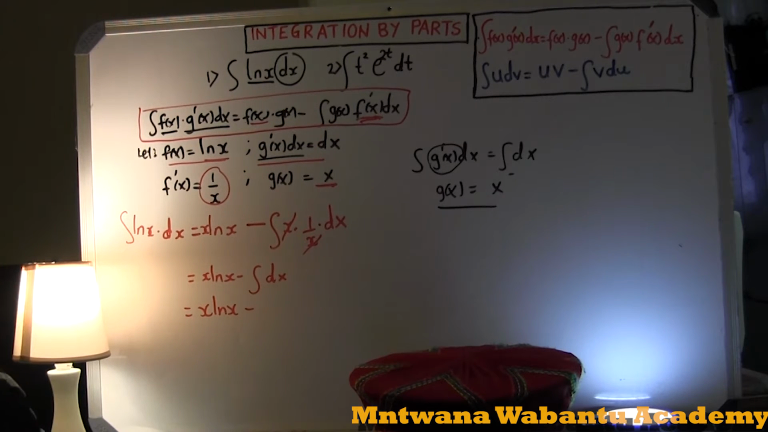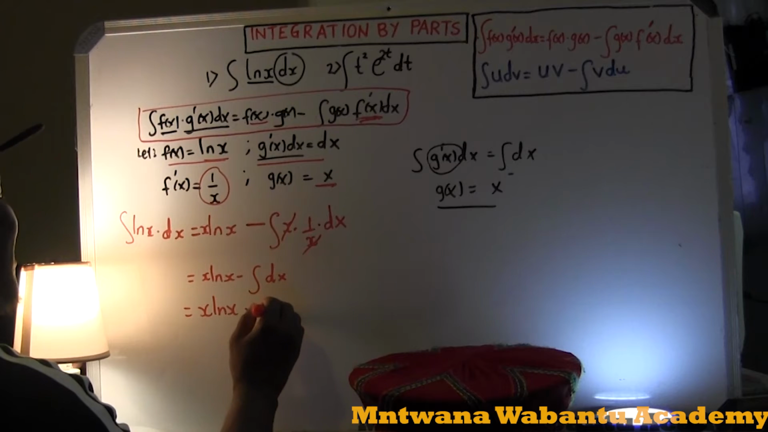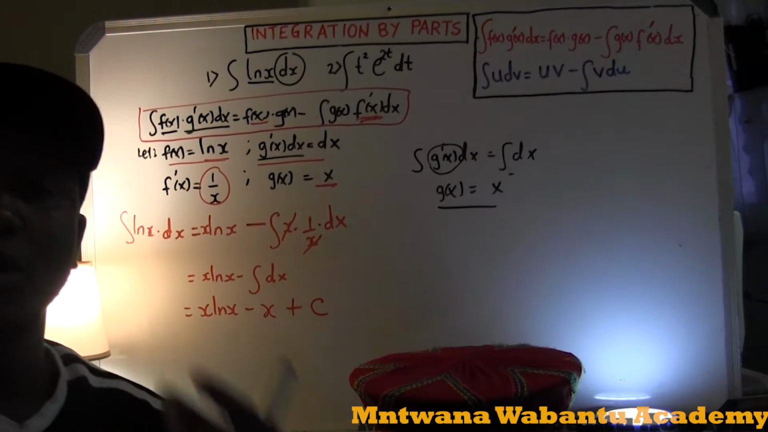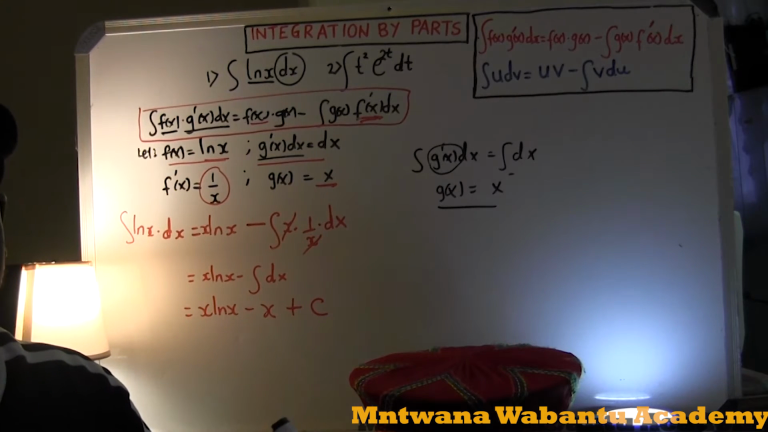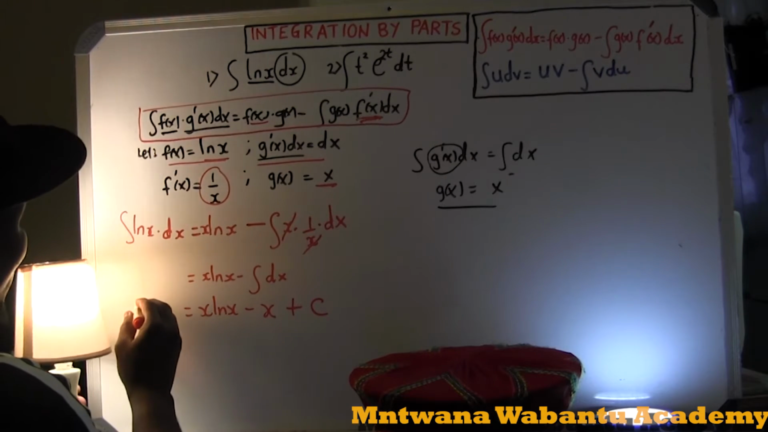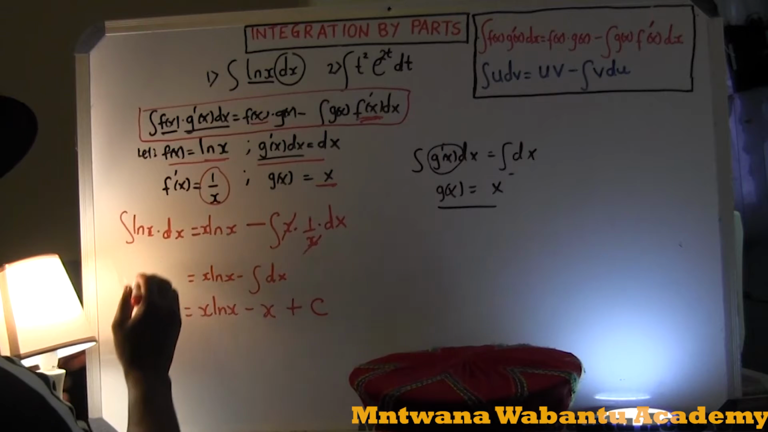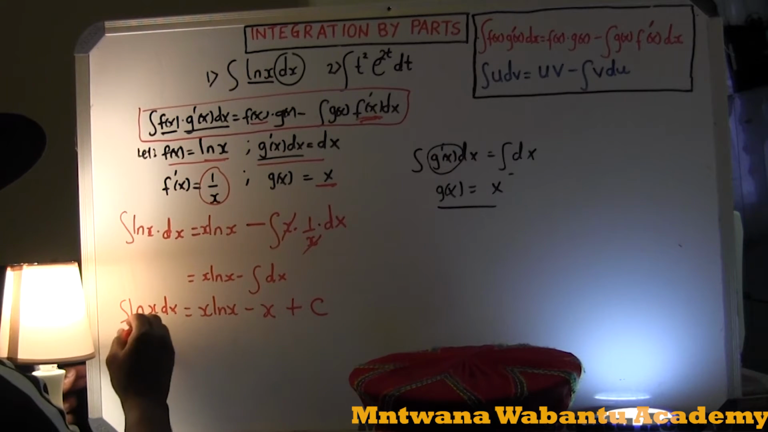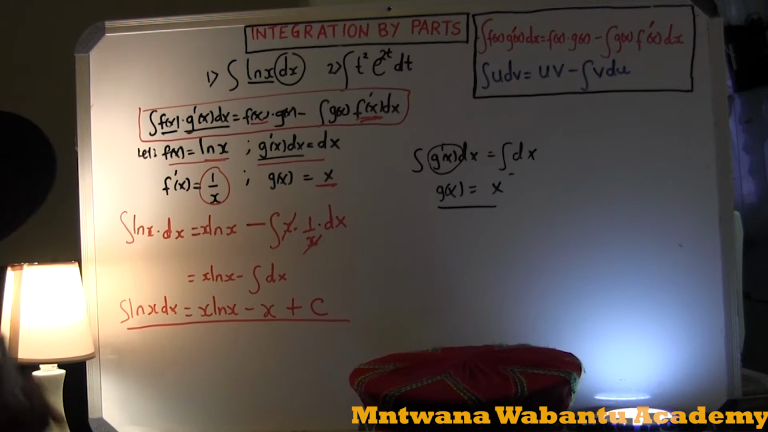When you integrate dx, you get x, and then we add a constant. Why do we add a constant? Because we don't have any limits in this integral. So when you integrate the given equation, which is ln of x dx, we get x ln of x minus x plus c, which is the constant. So the first question is done.